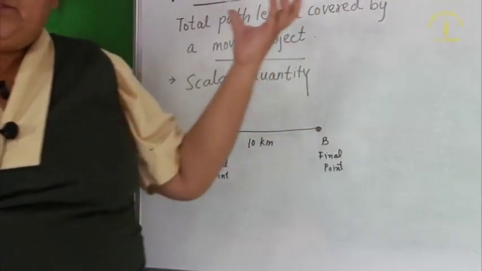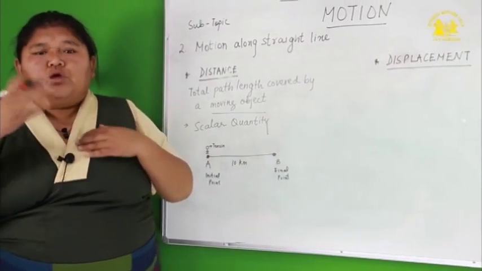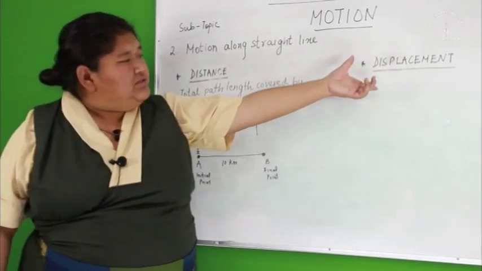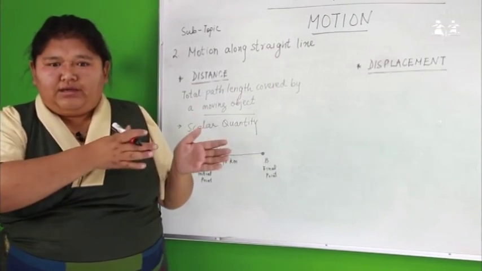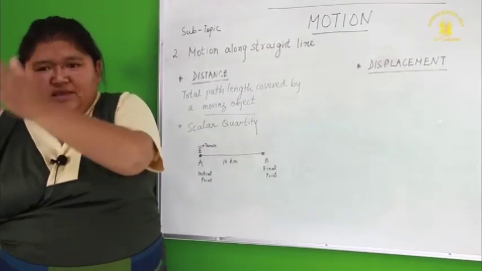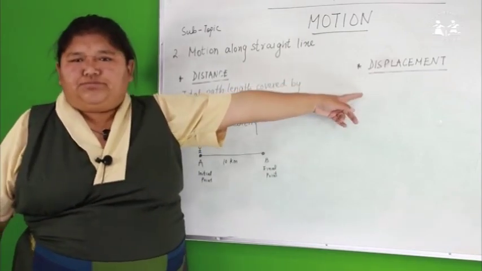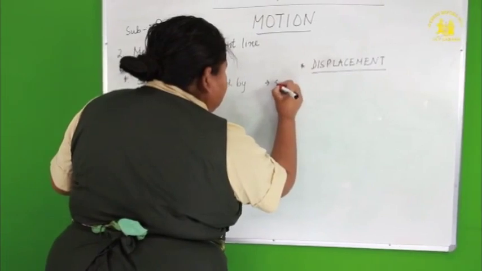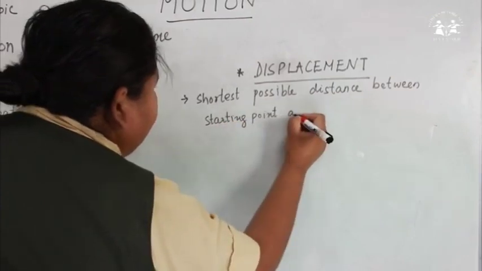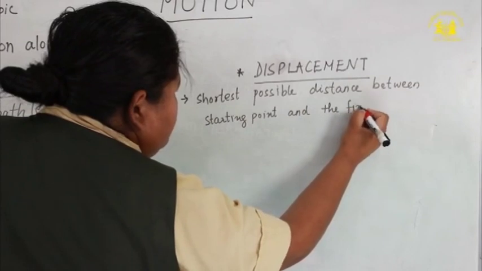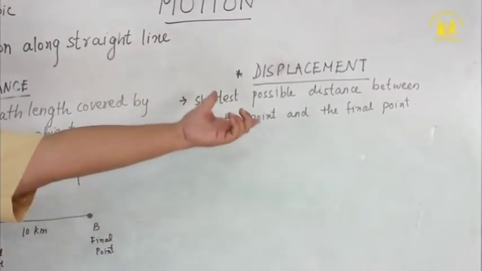we come to displacement. Distance takes the path covered into account, but displacement is different. Taking the point where the object starts, the starting point, and the point where it stops, the final point, the shortest possible distance between them we call displacement. Right? So displacement can be defined as the shortest possible distance between the starting point and the final point.